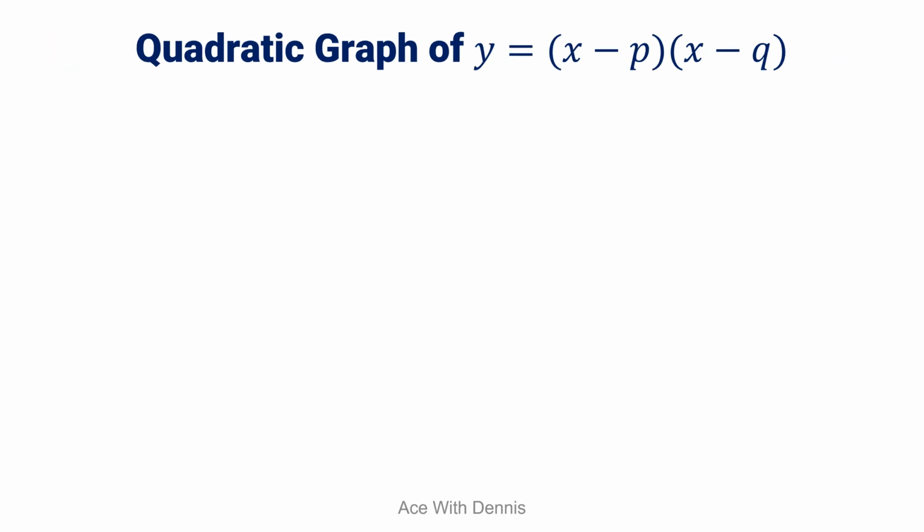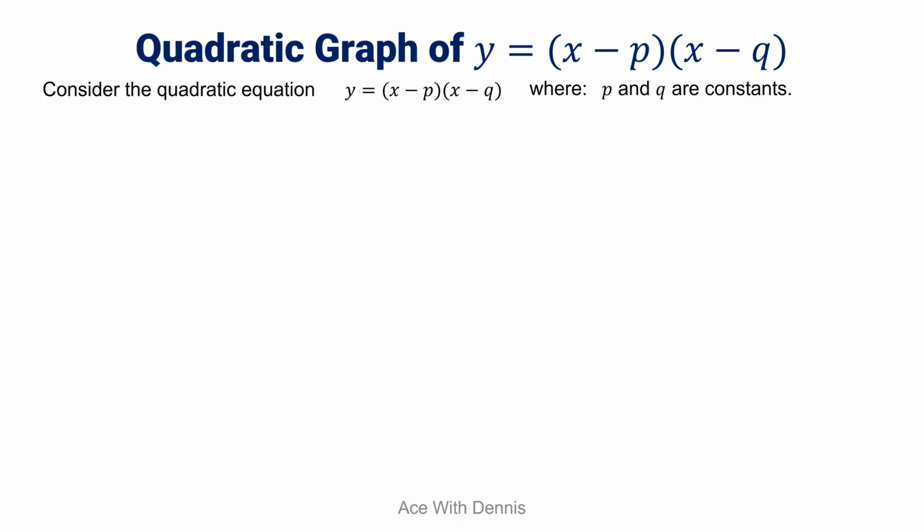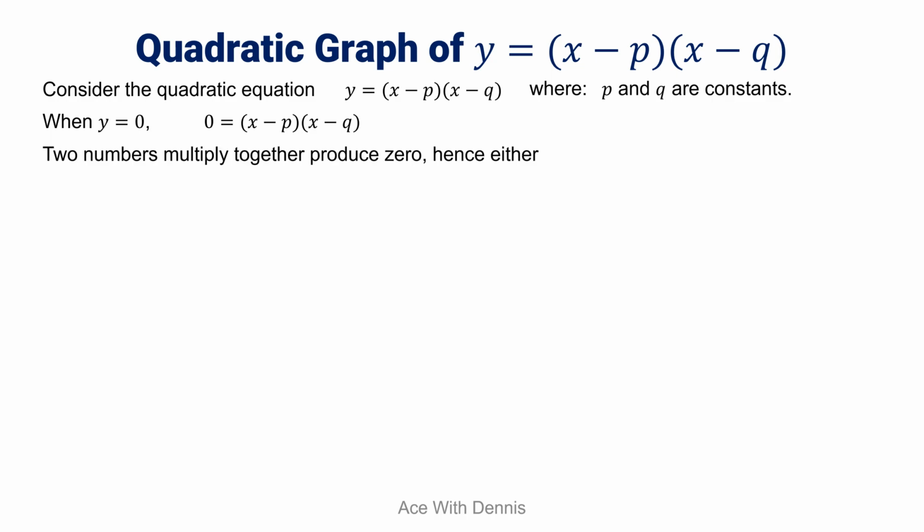Quadratic graph of y equals (x minus p)(x minus q). Consider the quadratic equation y equals (x minus p)(x minus q), where p and q are constants. When y equals 0, then 0 equals (x minus p)(x minus q). So from this equation, there are two numbers multiplied together that produce 0. Hence, either x minus p equals 0 or x minus q equals 0.